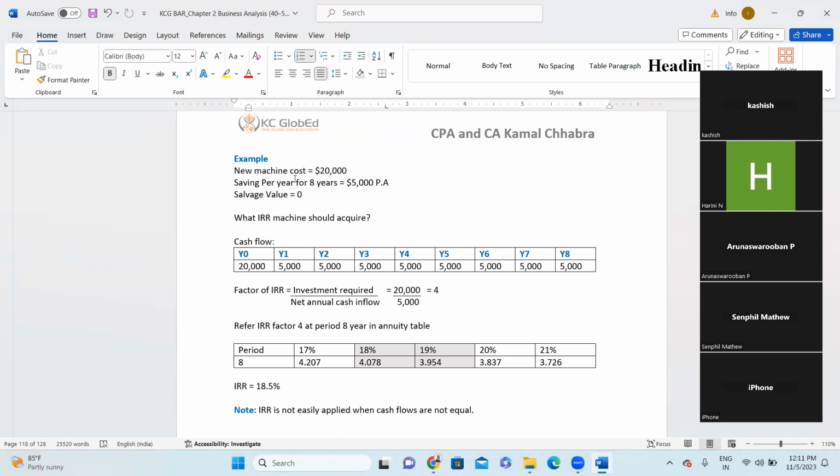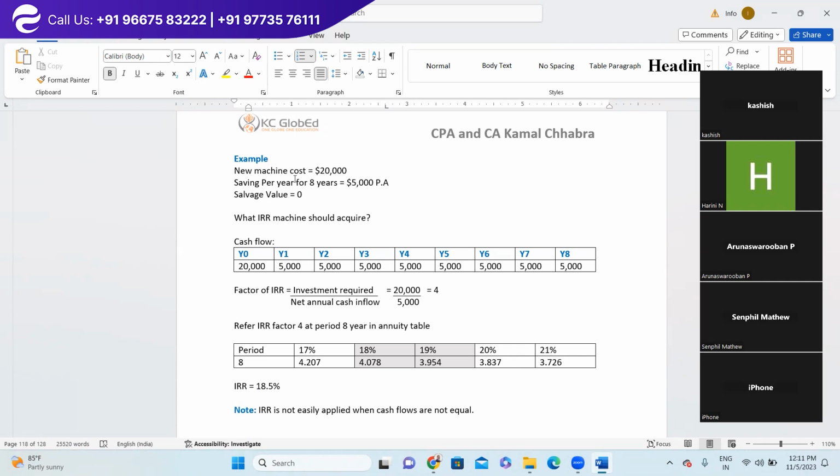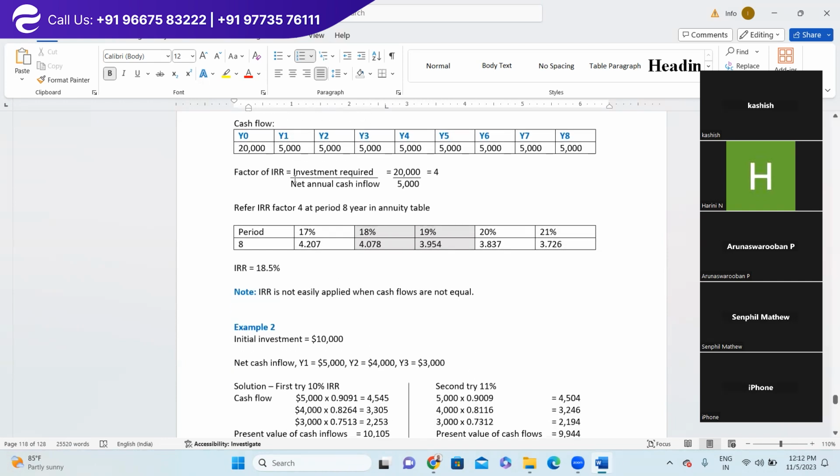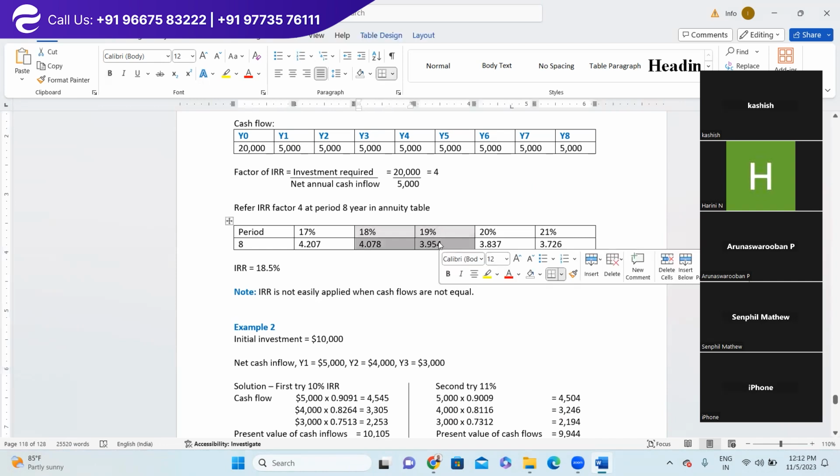In year 0 you will be paying $20,000 cash, but every year from year 1 to year 8 you are receiving $5,000 saving. So the IRR factor is the investment required divided by the cash inflow, that is 20,000 divided by 5,000, which is 4. 4 is the factor here. So you need to see, for 8 years, where the present value factor comes near to 4. Here, 18% and 19%, it is coming in between these two.